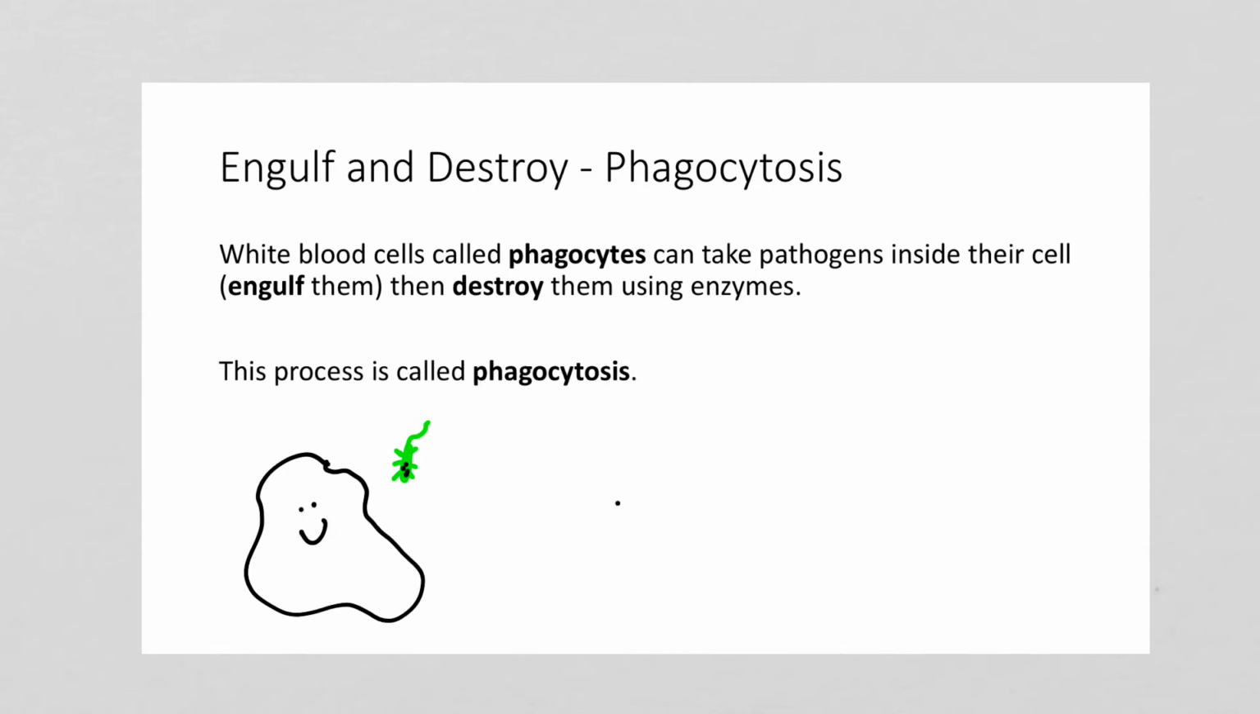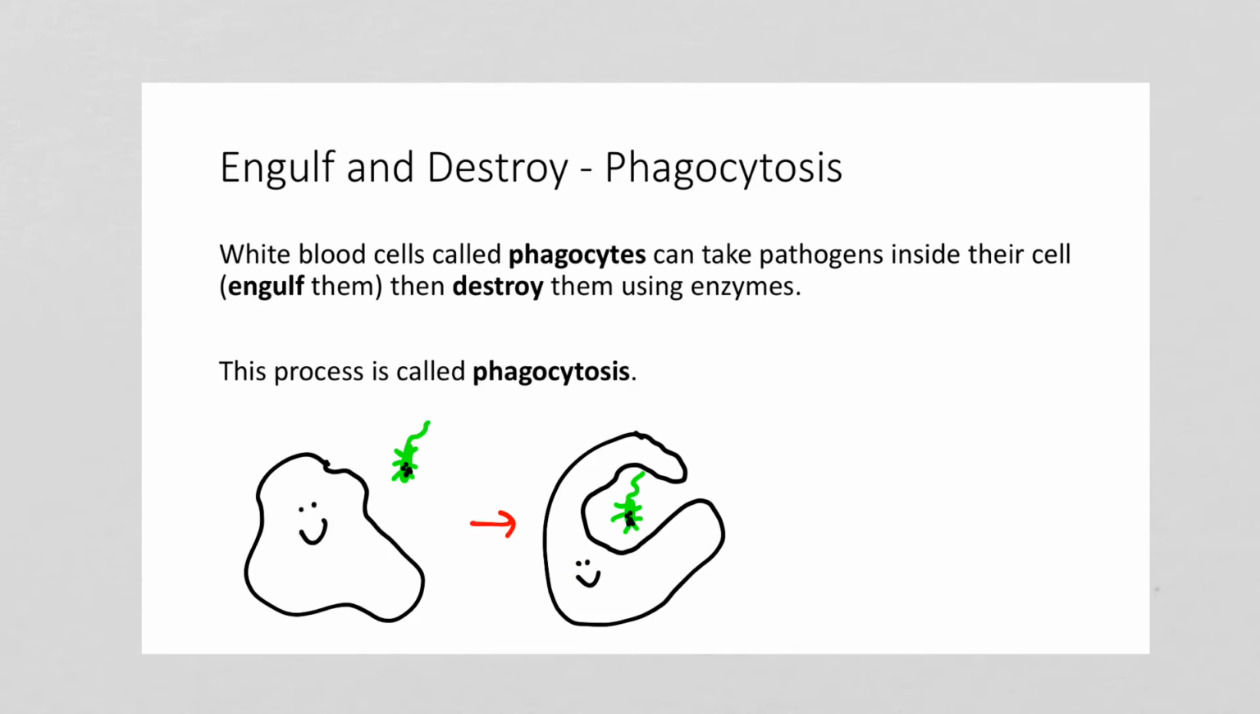We'll remember that those are the bad guys and these are the good guys. And what the white blood cell is going to do is it's actually going to change its shape and go around the bacteria in this case. It will close that hole up and put the bacteria inside a membrane, inside a lysosome.